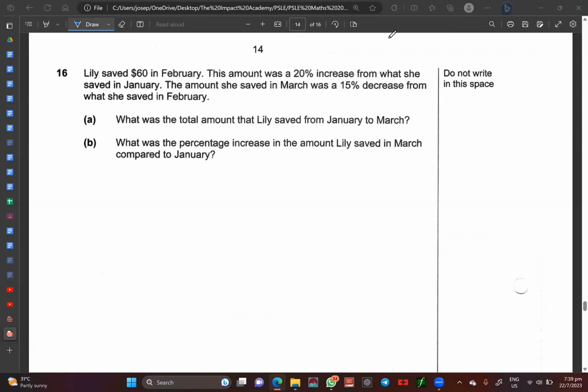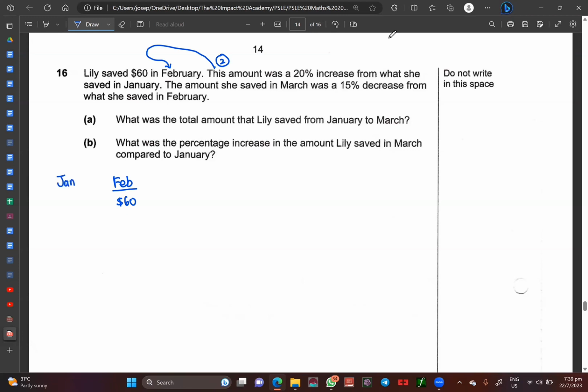Hi everyone, today we are looking at question number 16. Now, as you can see over here, it says that we saved $60 in February. So what we are going to do, we are going to write down that February is actually equals to $60. Sentence number 2 says, this amount. What do I mean by this amount? We are referring to this amount in February was a 20% increase from what she saved in January.